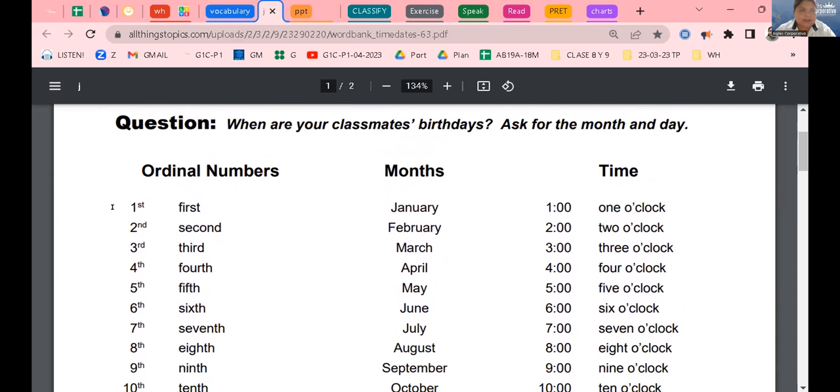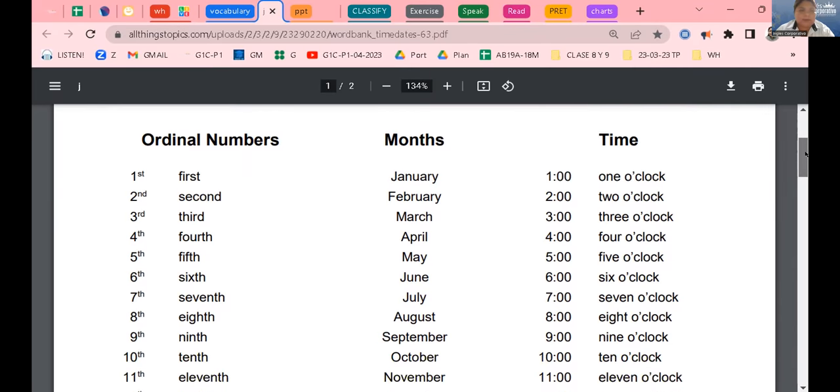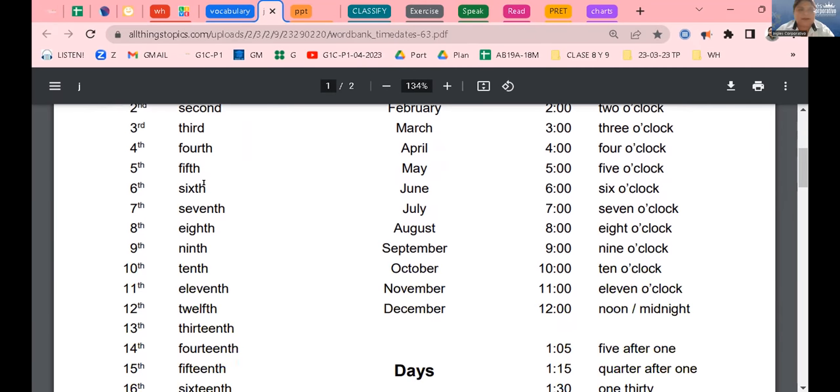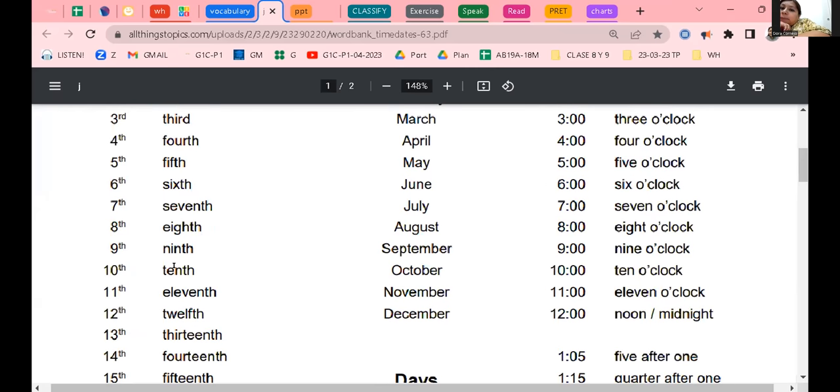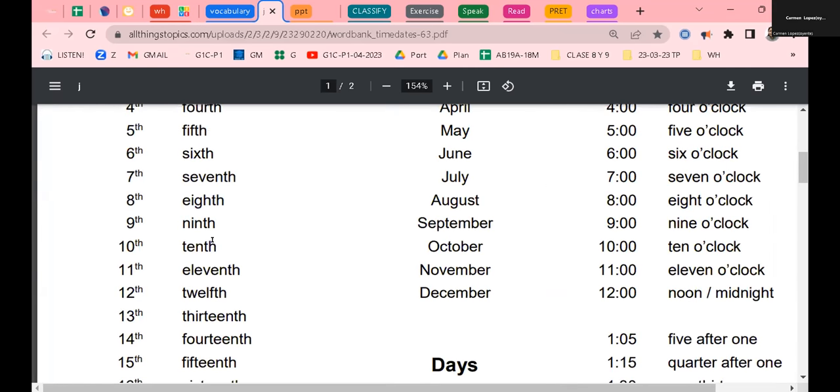Okay, ordinal numbers, look at this. First, second, third, fourth, fifth, sixth. You should not say six, right? No es six, es sixth. Seventh. Eighth. Ninth. Y miren, nótese que aquí cambió ya la escritura. Ninth. Tenth. Okay, el décimo día. Tenth.